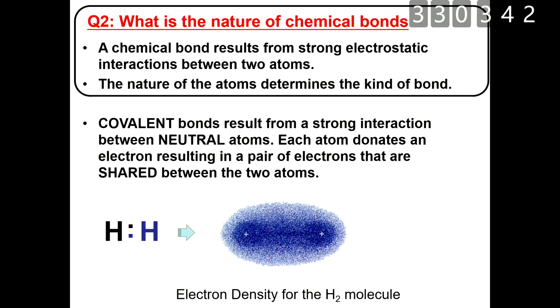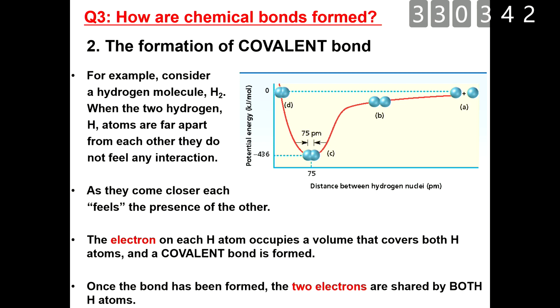So they share the electrons, and they form the H2 molecule. Okay, here we show the formation of the covalent bond. A covalent bond means two or more atoms share electrons. So how is the covalent bond formed? This picture shows the process of the formation of the covalent bond.